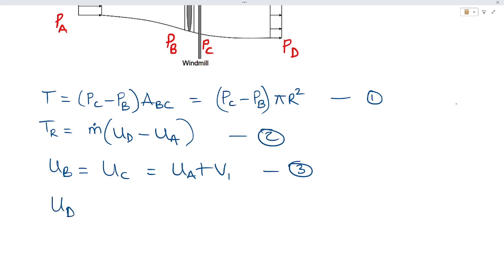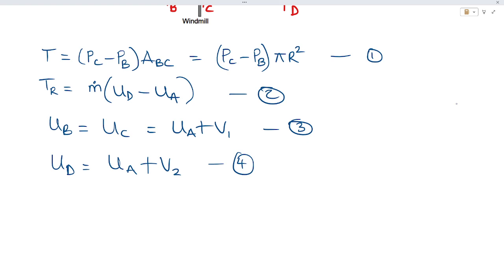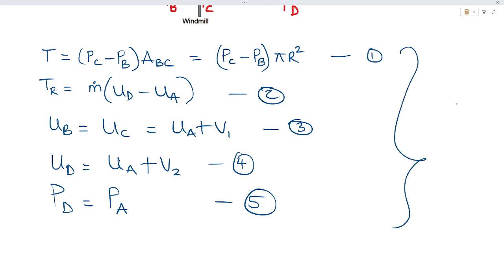Also, UD on the other side equals UA plus V2. That's equation 4. That is the induced velocity at the cross section, UD equals UA plus V2. So therefore, the last assumption is PD equals PA, that is the pressure at the far end of the tube is the same. That's equation 5. Now we have 5 equations based on the assumptions of the momentum theory established.